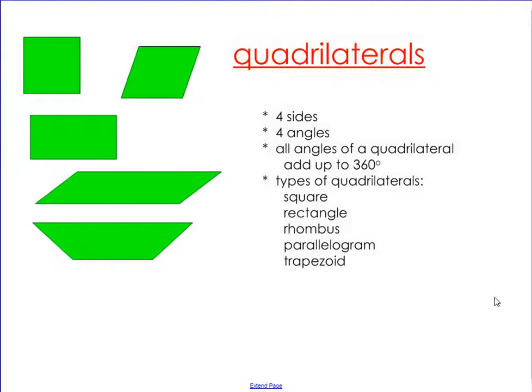Quadrilaterals are 4-sided shapes. They have 4 sides, 4 angles. All of the angles of a quadrilateral add up to 360 degrees. The types of quadrilaterals are squares, rhombuses, rectangles, parallelograms, and trapezoids.